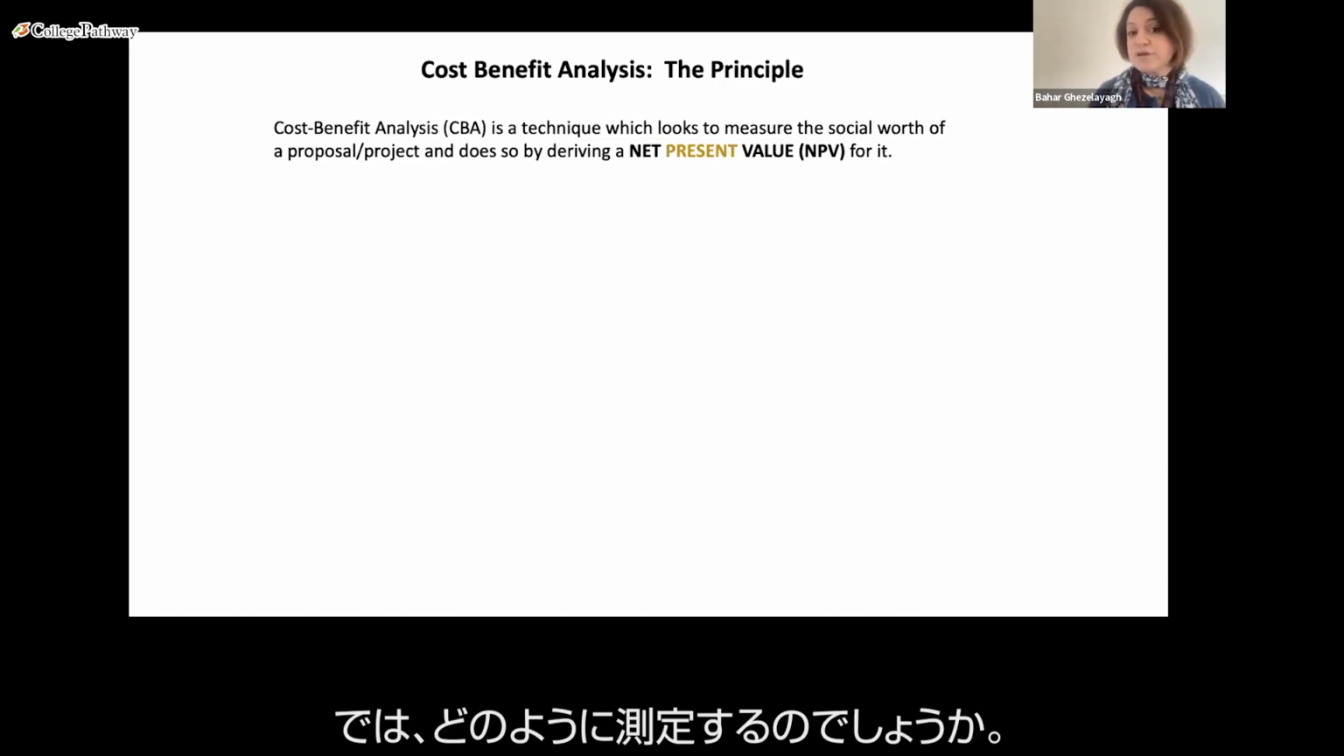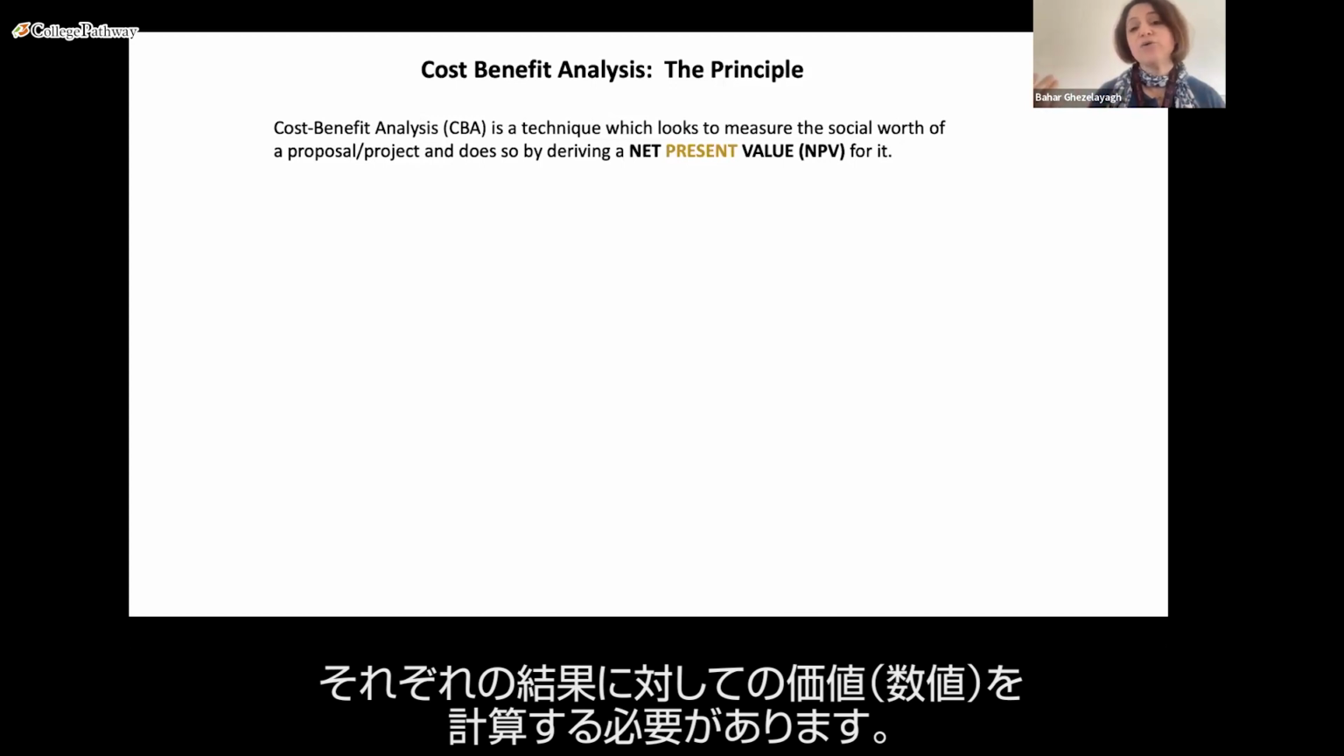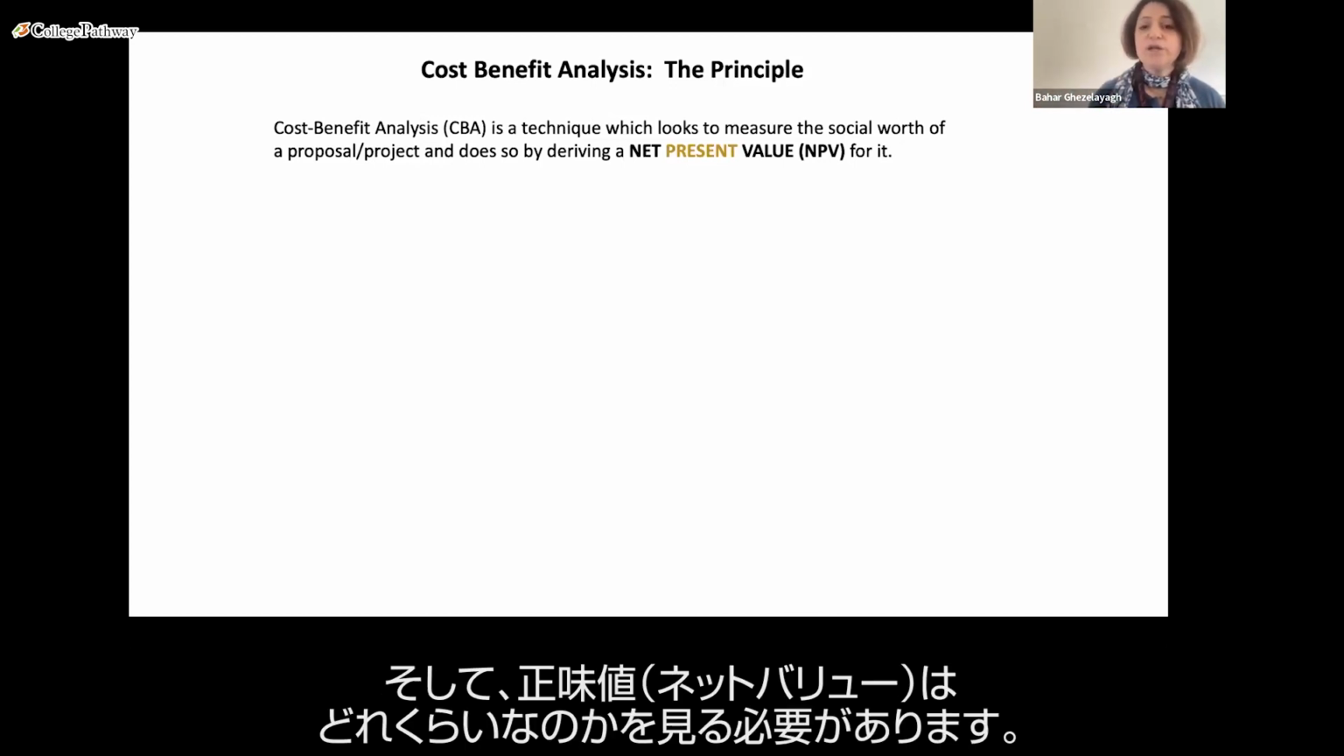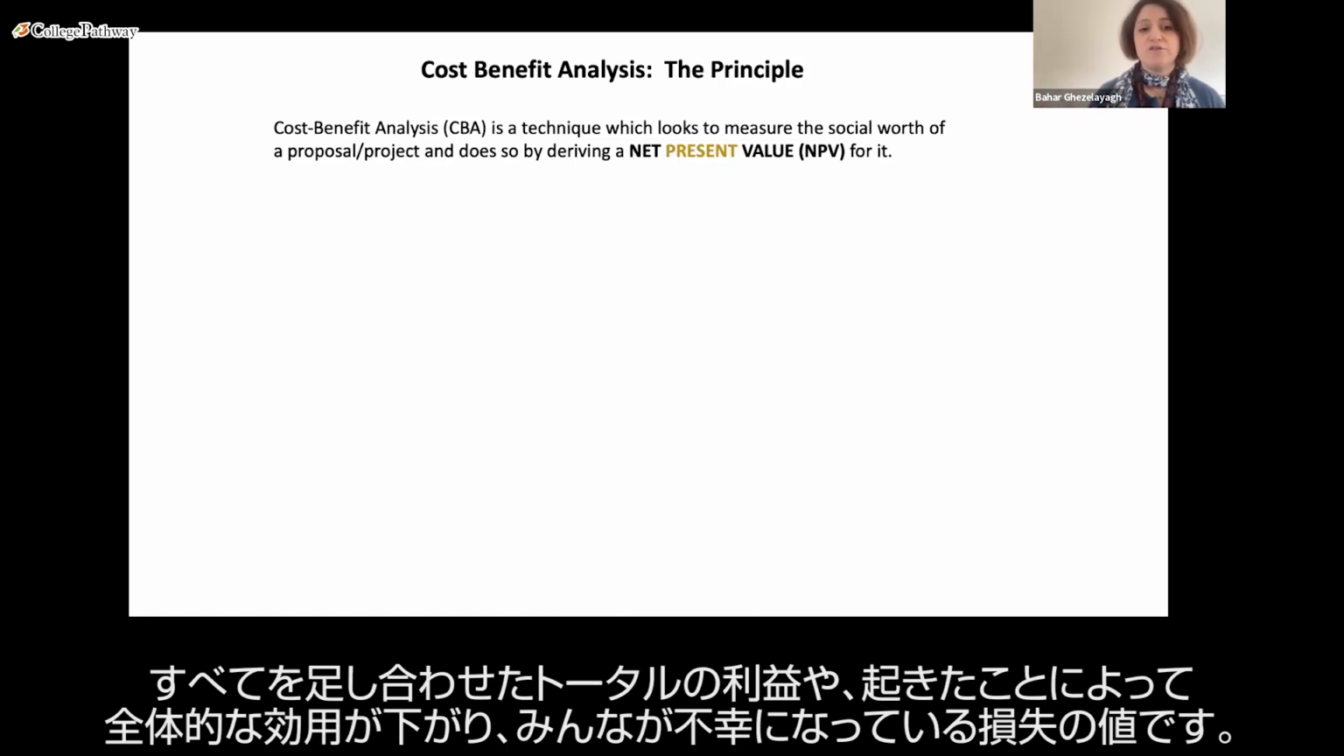And how do we do this? We need to calculate a value for each of the outcomes. And we need to see what is the net value. What is a net? Is it a profit in total when we add everything up? Or is it that we are losing? Everyone is having lower utility. Everyone is unhappy now because of what has happened.